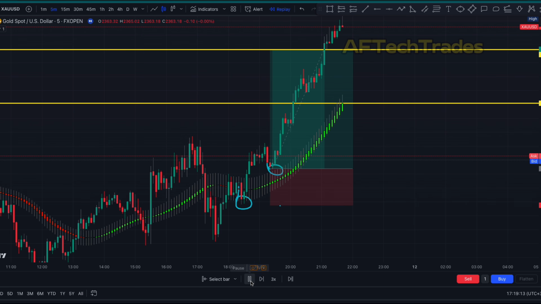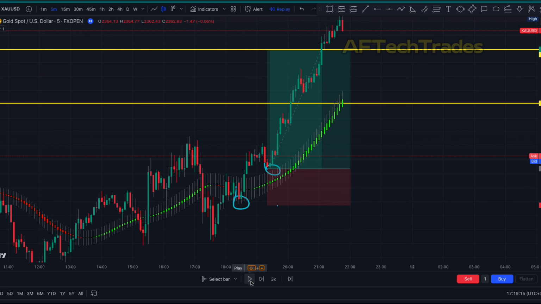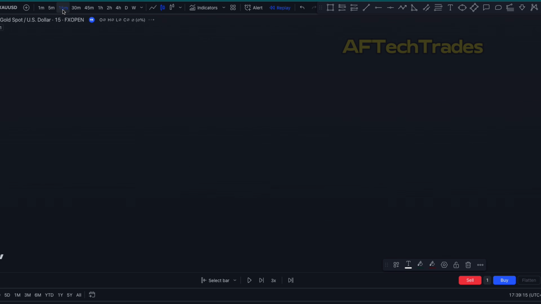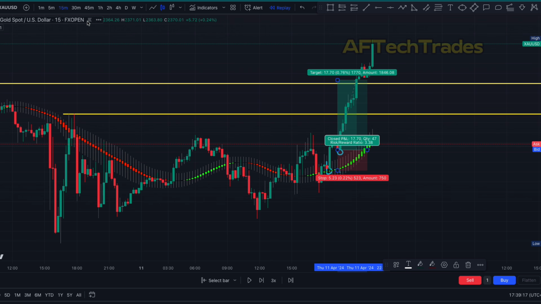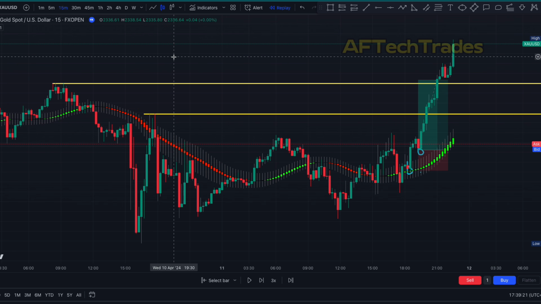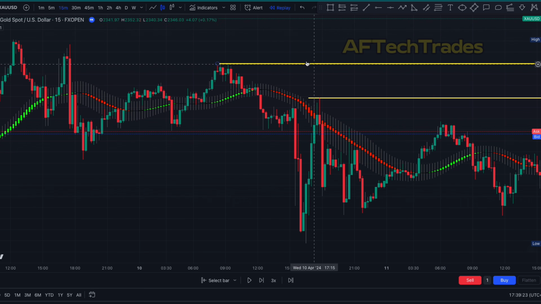So now this market went straight to our TP. You can actually also switch to a 15-minute time frame if you want to use the 15-minute time frame to do this strategy. So let's switch to the 15-minute time frame, and you can see on the 15-minute time frame we can actually mark more zones. We can actually mark more profit zones.